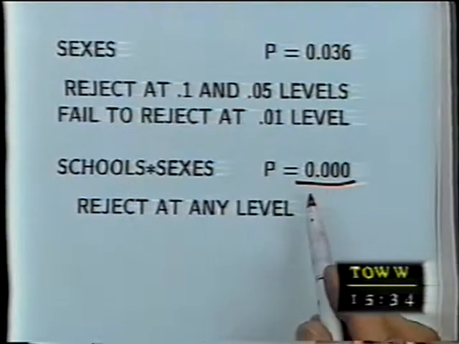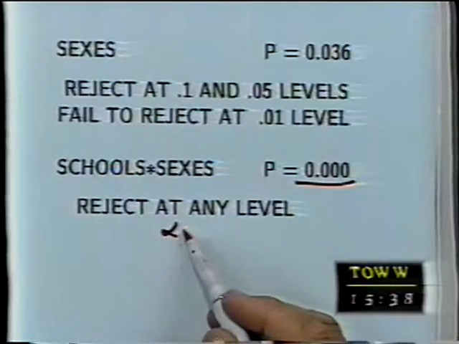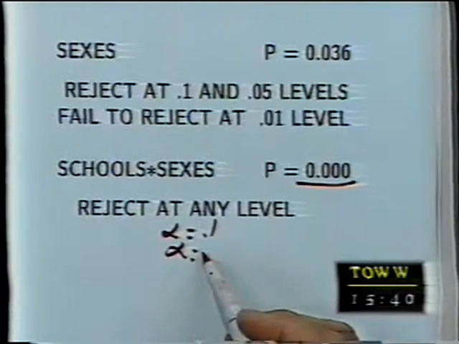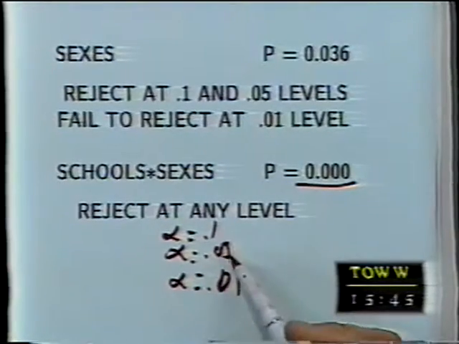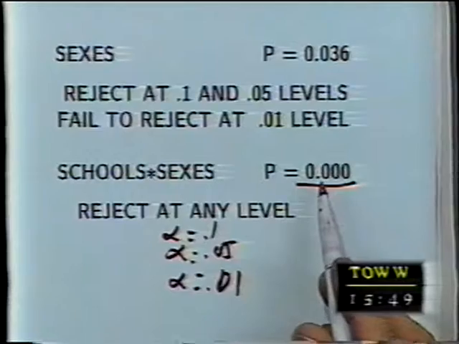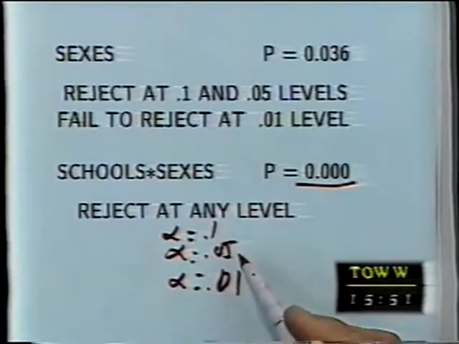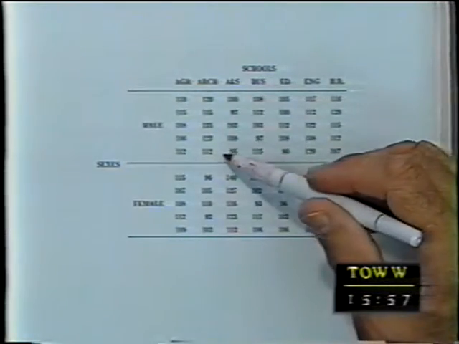Now when you see a 0, you simply say reject at any level, because no matter what they said, alpha of 0.1, alpha of 0.05, alpha of 0.01, and if they wanted something else, that's fine too. No matter what they say, it's bigger than 0, and so you reject at any reasonable level. Okay, let's now see what we had.